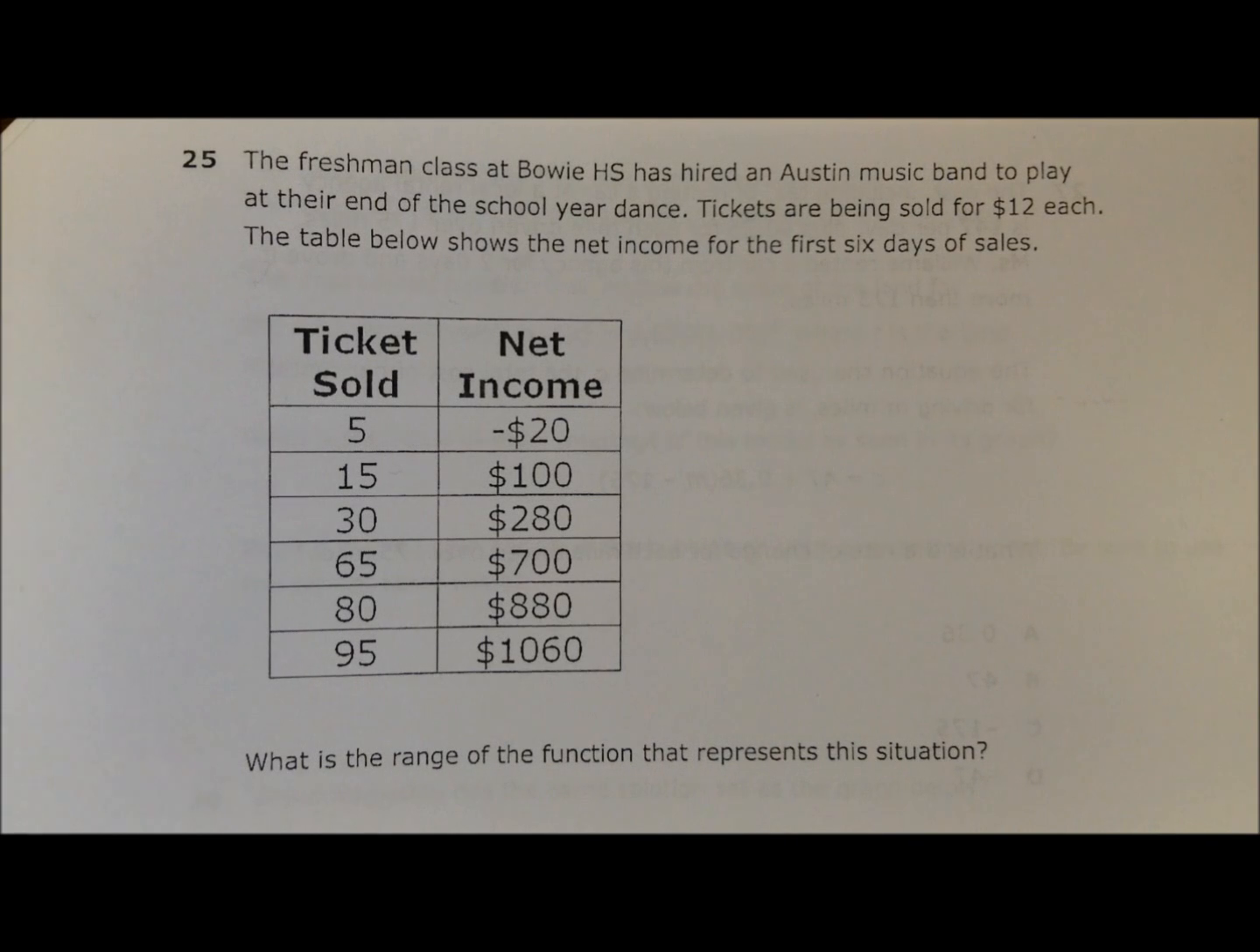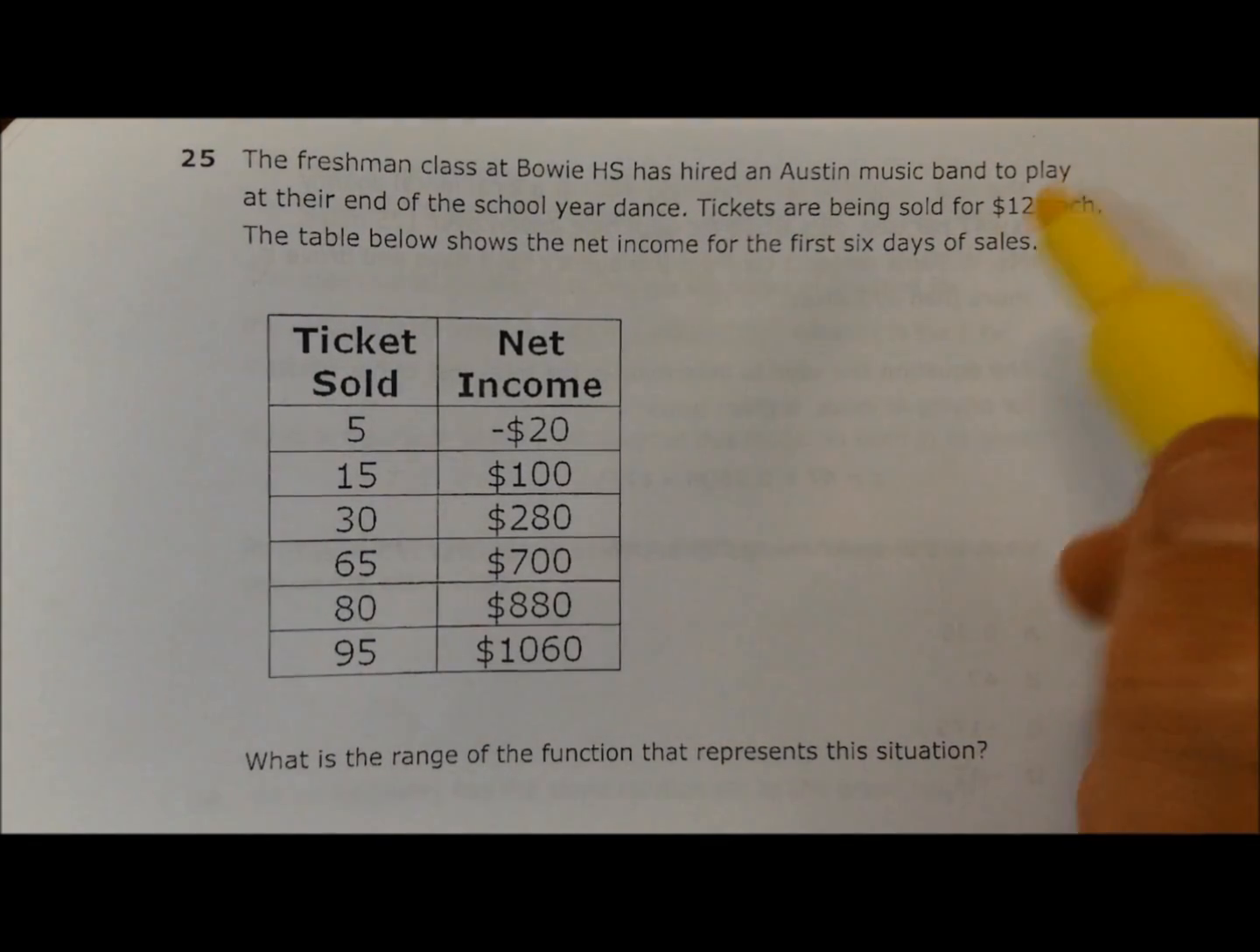All right, Dragons, last 6 problems. Here we go. Freshman class, Bowie High School hired Austin Music Band to play at their end of the school dance. Tickets are being sold for $12 each. The table shows the net incomes for the first 6 days of sales.